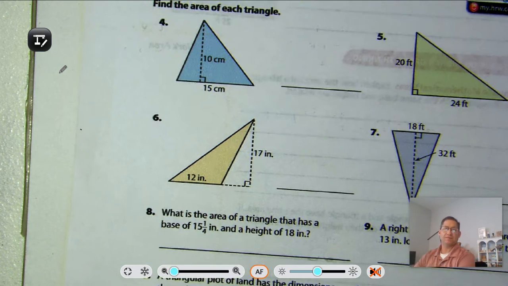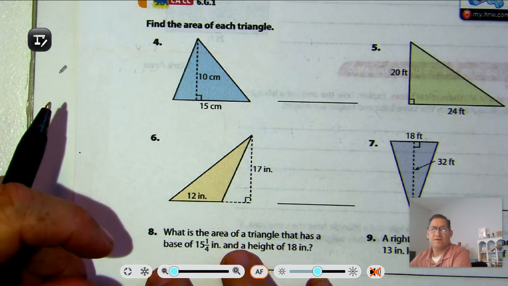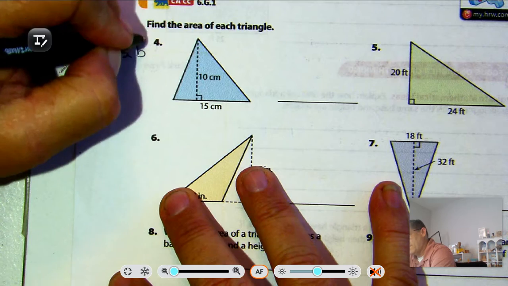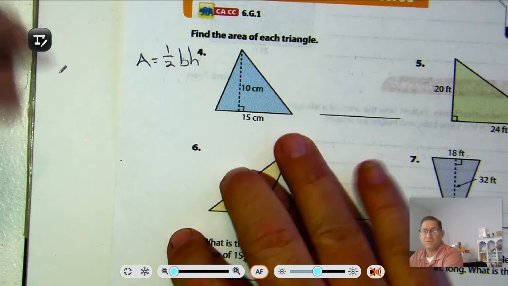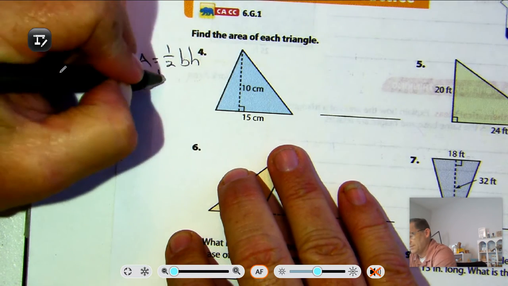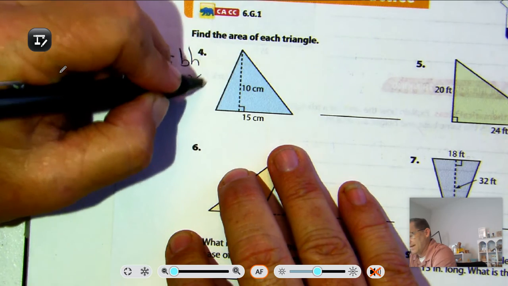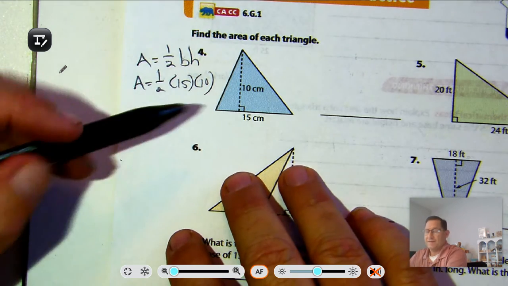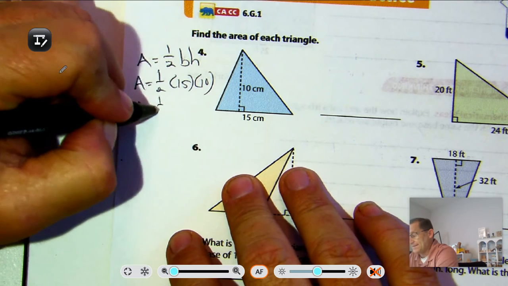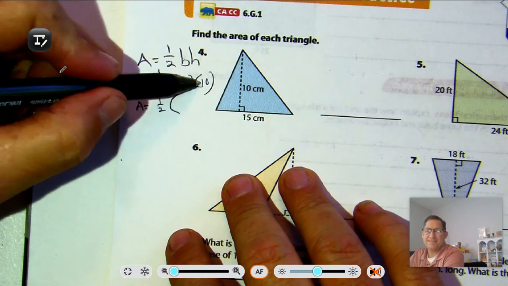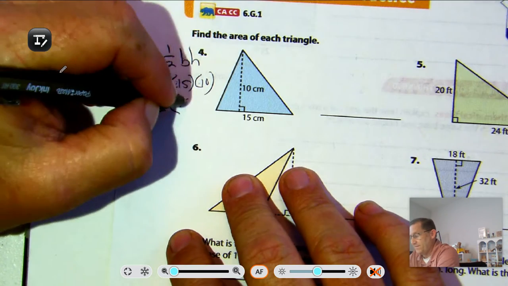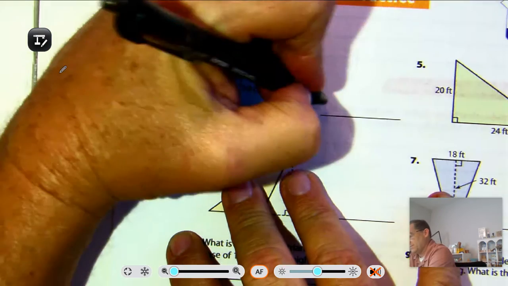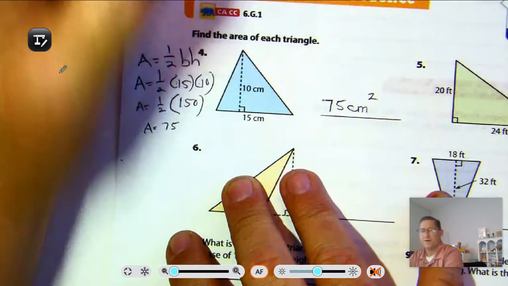Again, we're just going to have some more practice finding the area of triangles. Start with the formula, 1/2 base times height, and substitute the known dimensions. The base is 15, the height 10. In this case, this is one where I would wait to take the half, because 15 times 10 is easy. That's 15 tens, that's 150. What's half of 150? 75. So 75 centimeters squared.